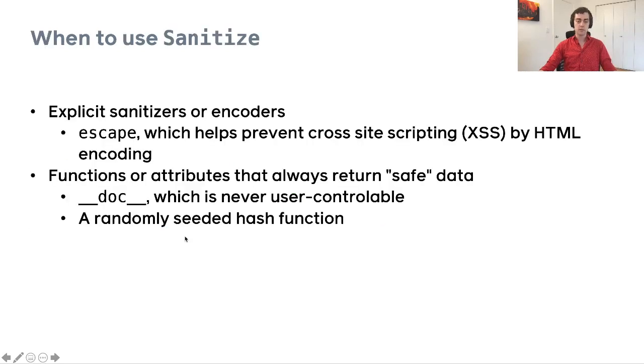So sanitizers are really useful when you have explicit sanitization or encoding going on in your code. For example, the escape function that we talked about is specifically to prevent cross-site scripting by doing HTML encoding. So it's a good candidate for sanitization. Also, there's sometimes functions or attributes that always return safe data. For example, that double underscore doc attribute is always just a doc string. So it's not really going to be user controllable. Additionally, things like randomly seeded hash functions and stuff like that end up transforming data in such a way that's usually not going to be user controllable or not that interesting.